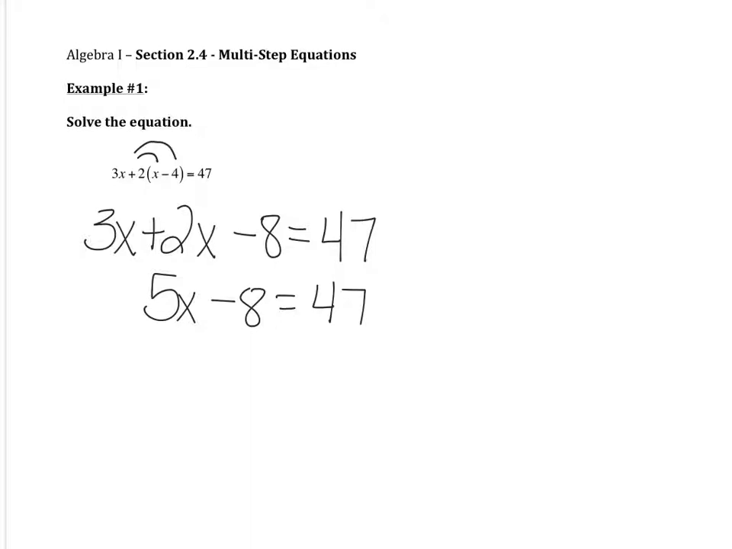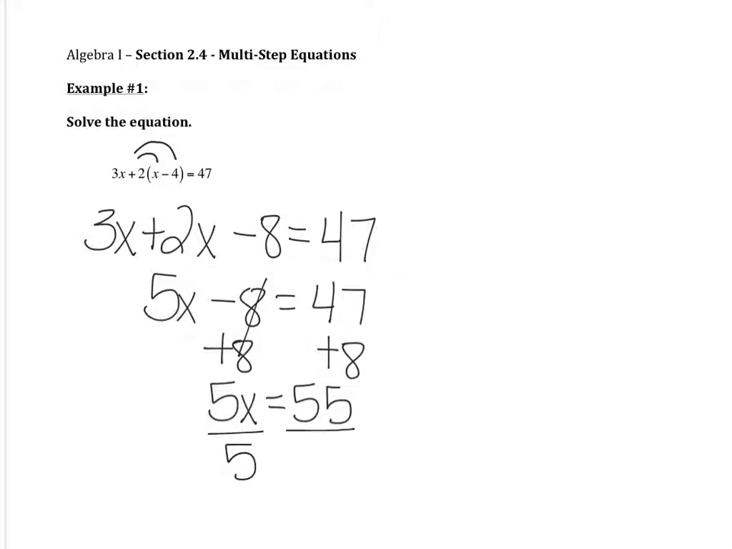Now I'll want to move the minus 8 from the left to the right, so I have to do the opposite operation. So I'll add 8 to both sides. End up with 5x equals 55. And again, I want to get rid of the 5 on the left side. It says 5 times x, so the opposite of multiplication is division. So I'll divide both sides by 5, because remember, whatever I do to the left side, I got to do to the right side. So the 5s will divide each other out. So x equals 55 divided by 5 is 11.